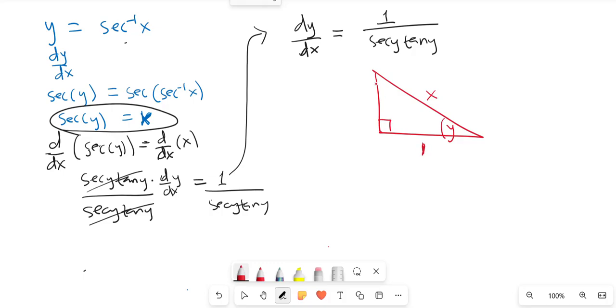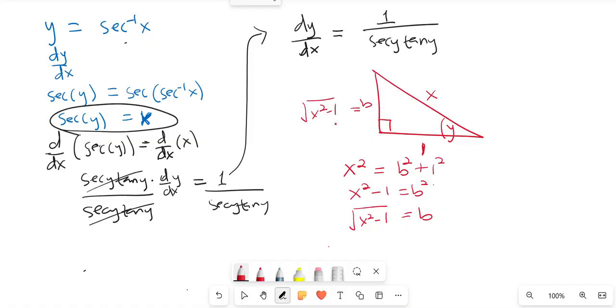So how do you find the opposite? We can call that, let's say, b, and use the Pythagorean theorem. x squared is equal to b squared plus 1 squared. So x squared minus 1 is equal to b squared. Then we can take the square root on both sides to get the square root of x squared minus 1 as the value of b. So b here is equal to the square root of x squared minus 1. So we already have secant y to be equal to x, which is from here.